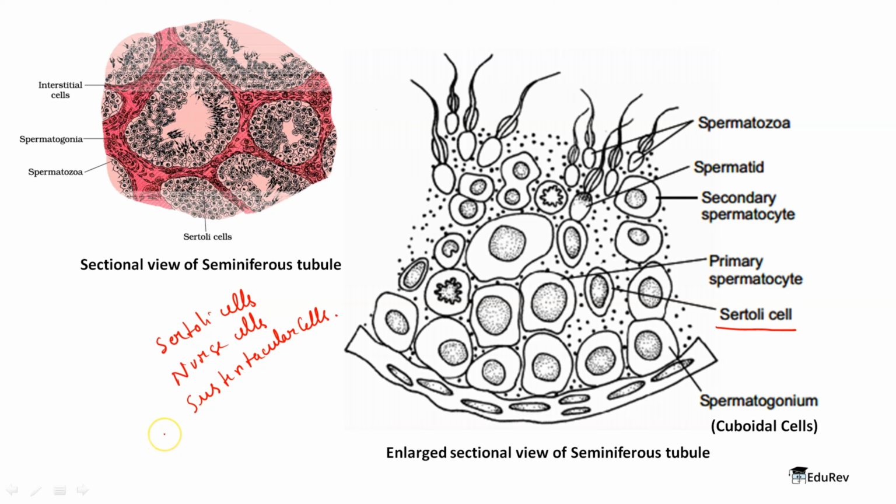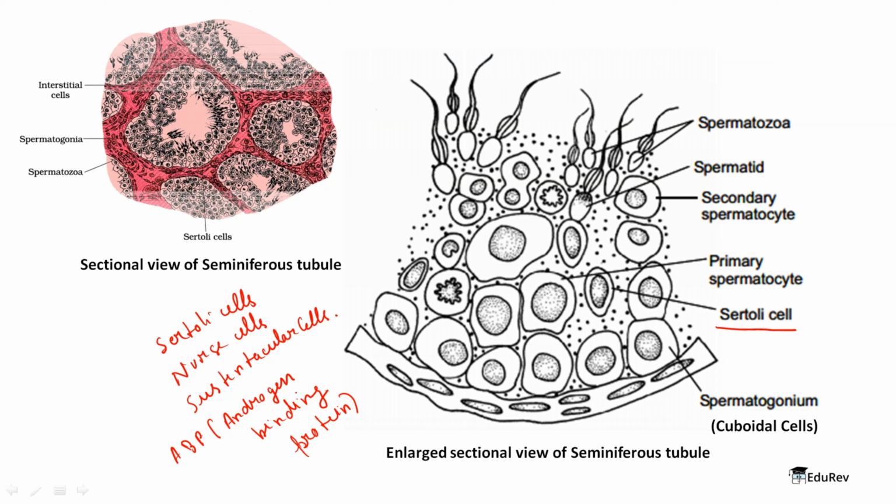It also secretes ABP. What is ABP? It is androgen binding protein, which maintains the concentration of testosterone inside the seminiferous tubule to form sperms easily, and it also forms a blood-testis barrier, which you will study later.